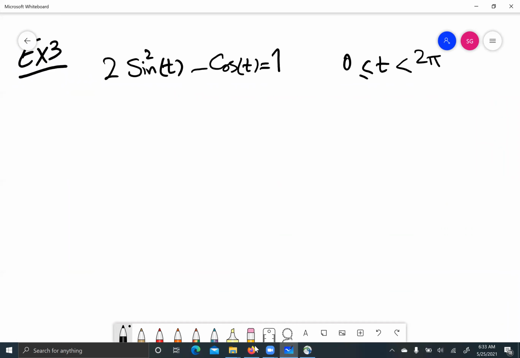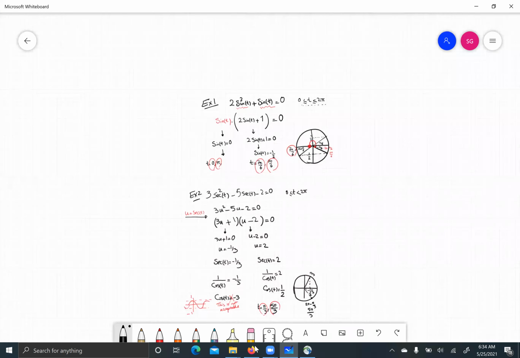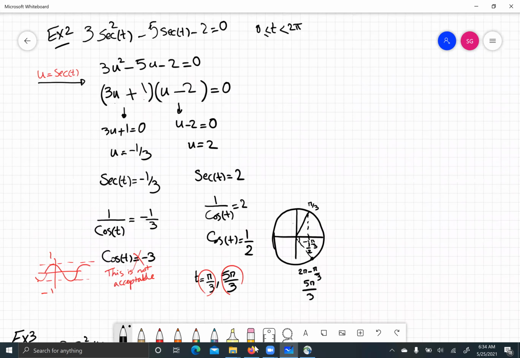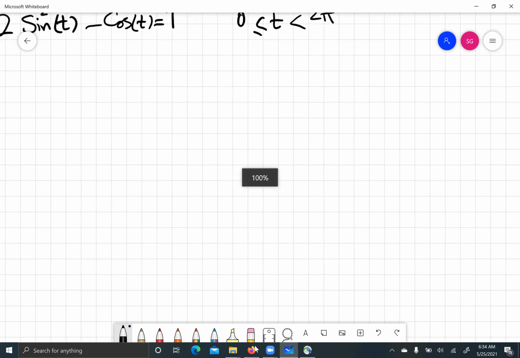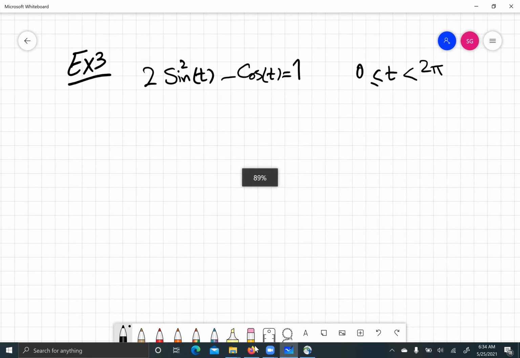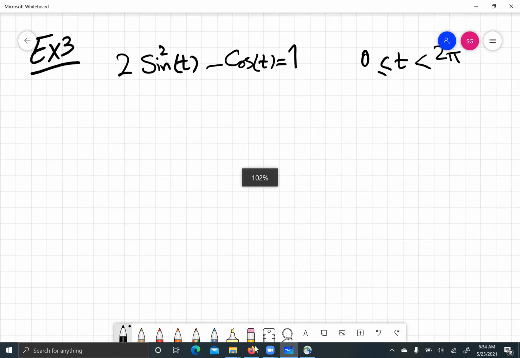Okay. So in this case, let me show you the examples one more time. In the first equation, the equation only contains sine, so I factored sine out. The second one only contains secant, so I factored secant. But this is a little different because it contains sine and cosine. When you look at this, you don't see anything in common to factor, right? So here is the place where we can use the trig identities.